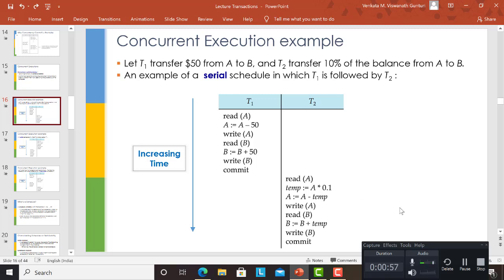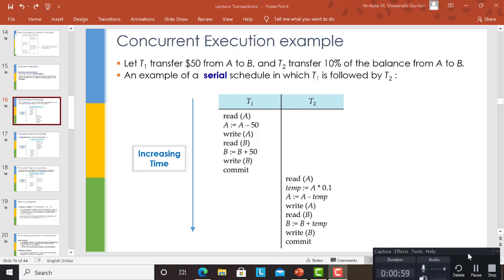So trivially, you can say that, given any two transactions which perform read and write operations on the same set of data items.